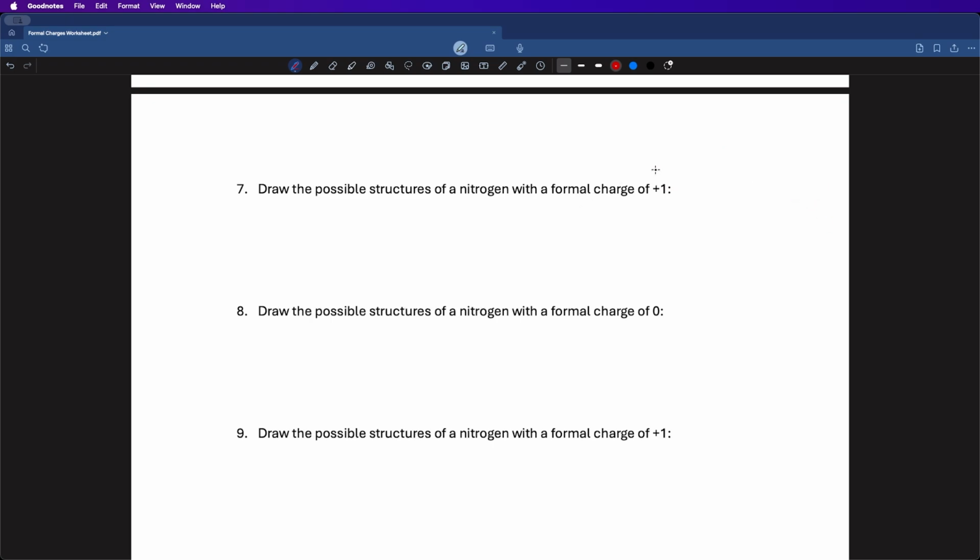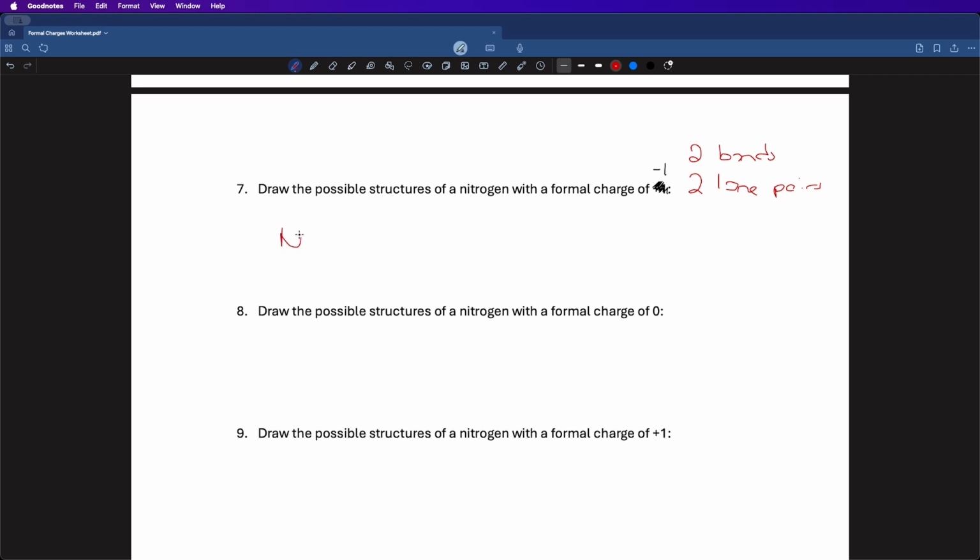In the next question, draw the possible structures of a nitrogen. This should actually be -1. I changed it in the answer key in the worksheet, but not in this document. A nitrogen with a formal charge of -1 should have, according to our mnemonic, 1 less than what it likes, which means it has 2 bonds and 2 lone pairs.